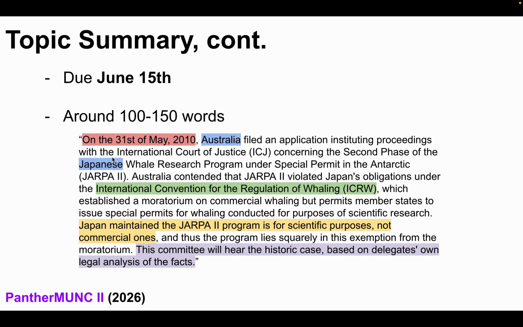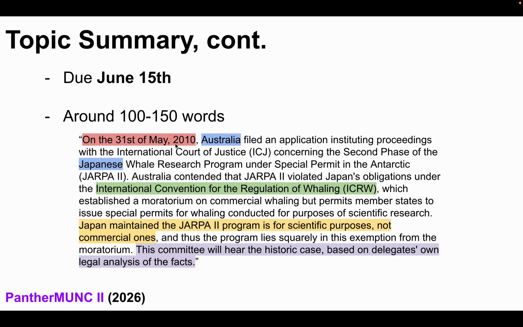And so I've highlighted the key parts. This first key part is the date, the timeline of the event. So when is it happening? This room really took place in the past, in 2010, 2011. So it was important to set the stage. Australia files the proceedings on May 31st in 2010.